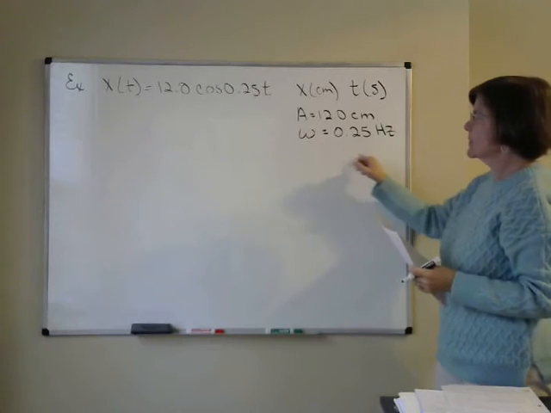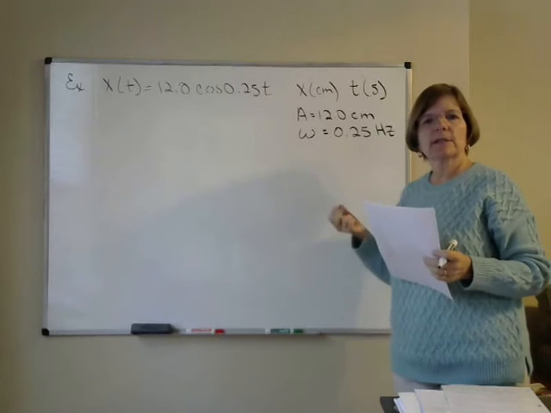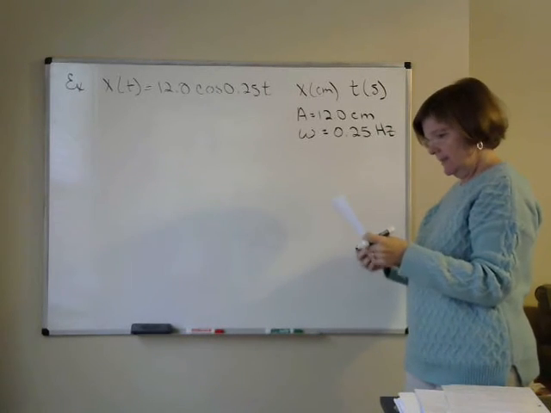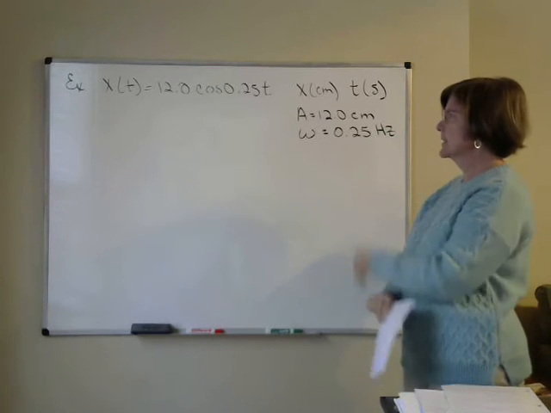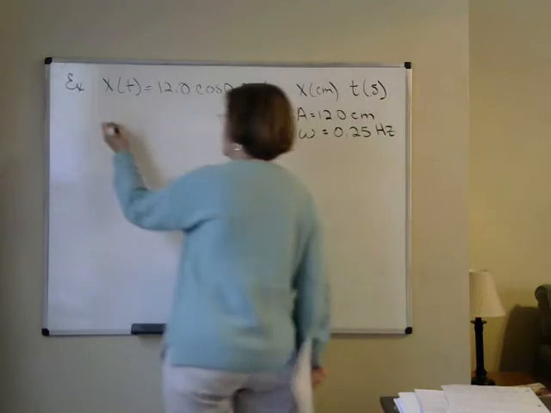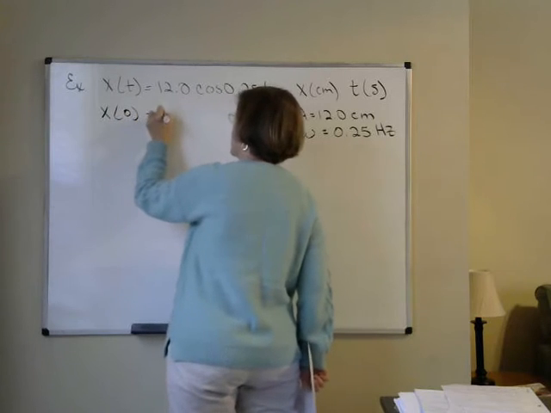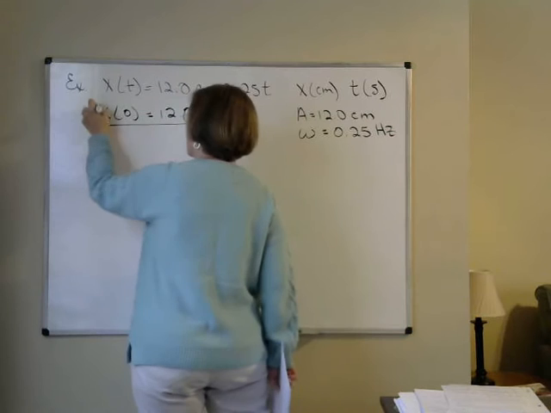Notice when you multiply hertz by seconds, you get a unitless quantity. You get radians, but radians are unitless. They want me to find the position, velocity, and the acceleration at t equals 0. Well, the position at t equals 0, of course, is just 12 centimeters. That's that amplitude.